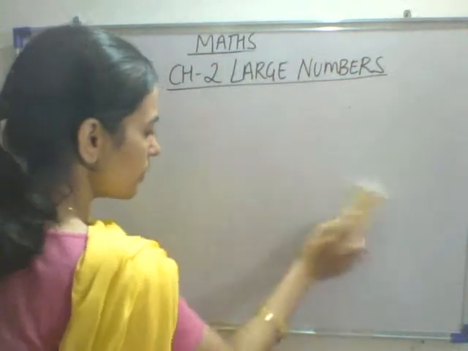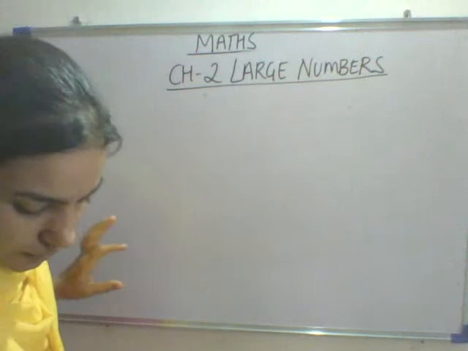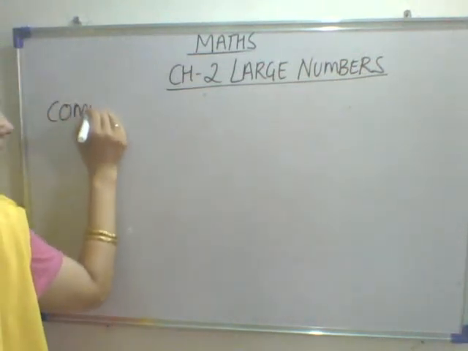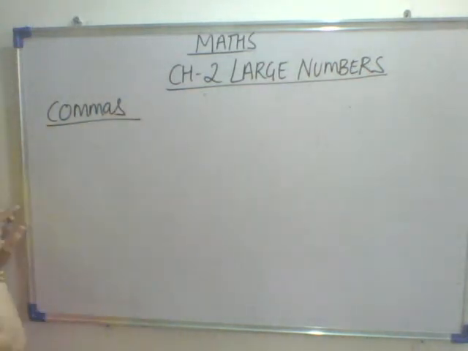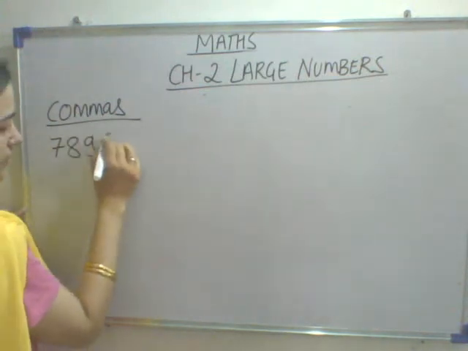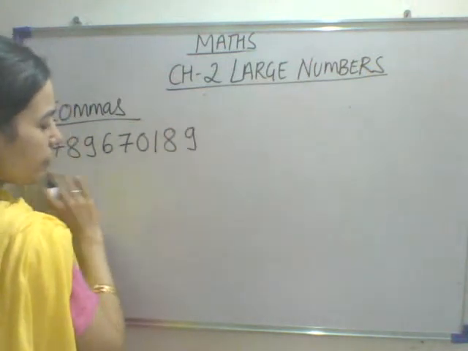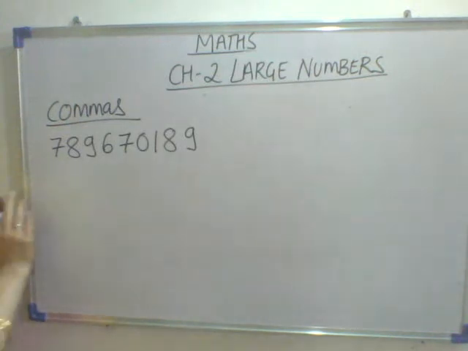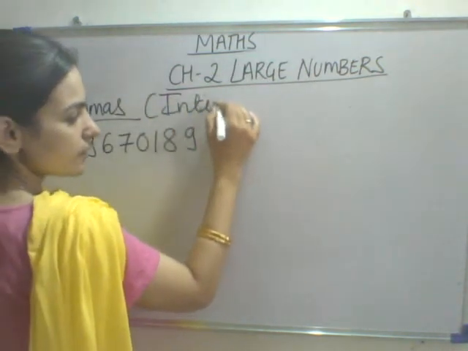Now, how to put the commas in international system? We can either put the commas or we can leave the space also. I am writing the number 789670189. I have written the number here. No commas or the space is there in between this number. You have to put the comma according to the international system.